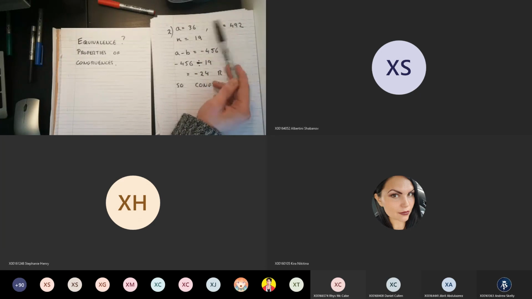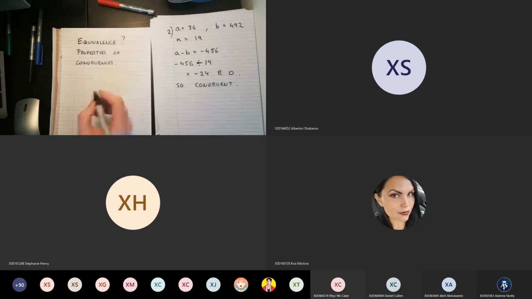Mod 19, I showed that these two numbers are congruent, and we're going to show that they're actually equivalent in this system. But I'm not saying they're equal. 36 is the number 36, 492 is the number 492. They are still distinctly different items. But let's look at properties of equality first.